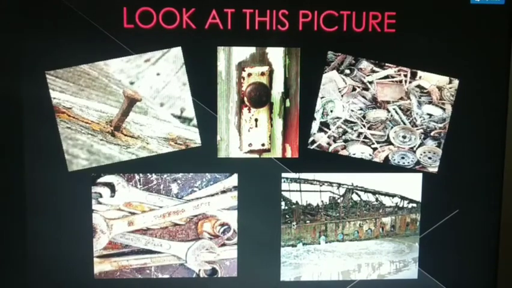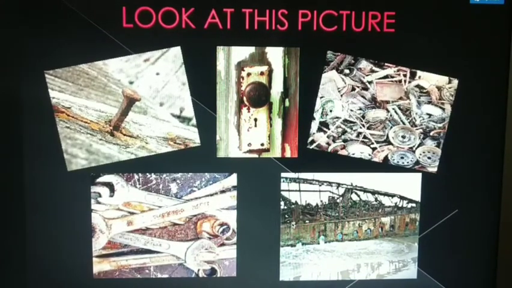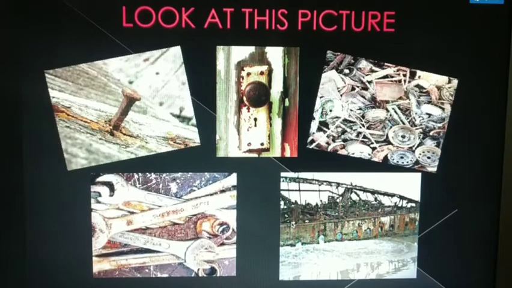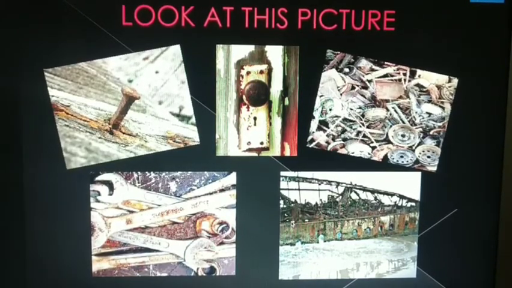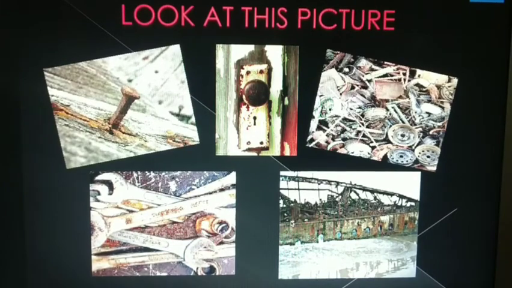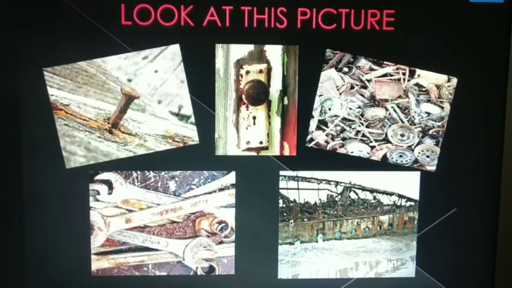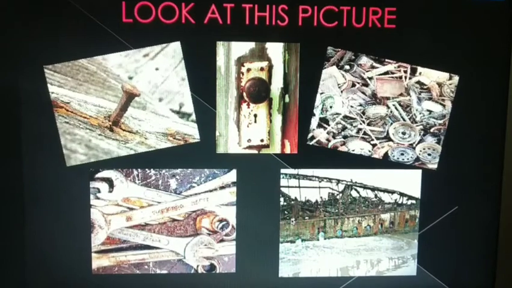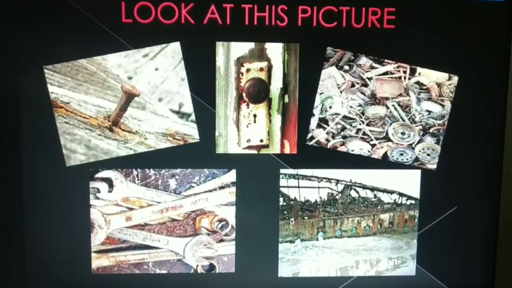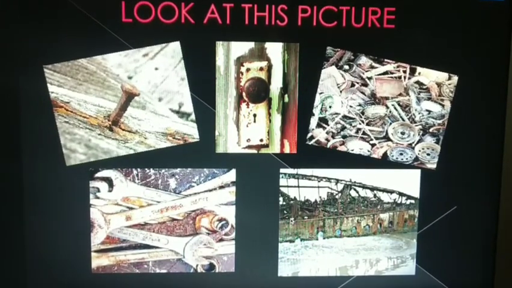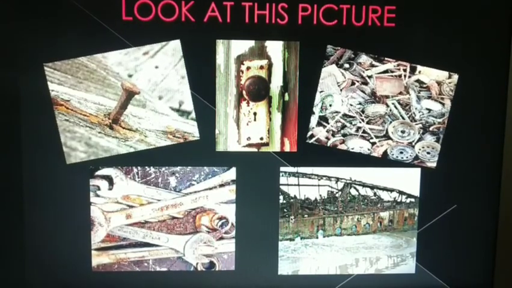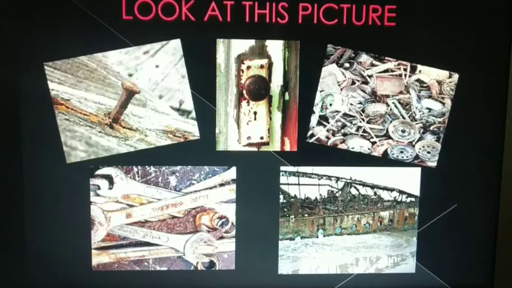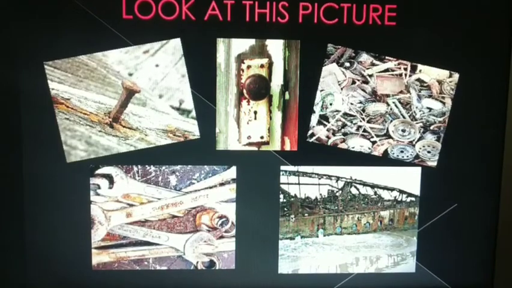Good morning, students. So, we have finished some of the topics of metals and non-metals, and only two topics are left in that chapter, that is corrosion and rusting. So today we are going to discuss corrosion and rusting. So let's see this picture. Look at this picture. What are you observing in this picture?